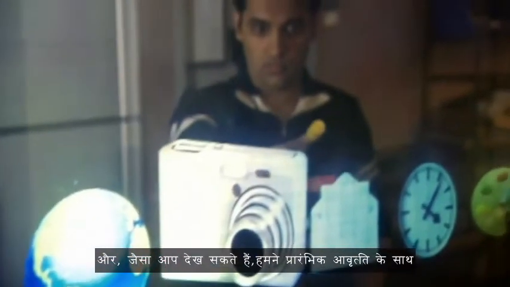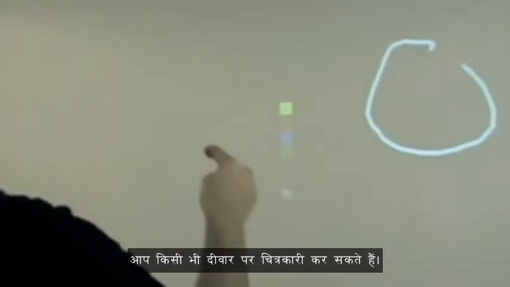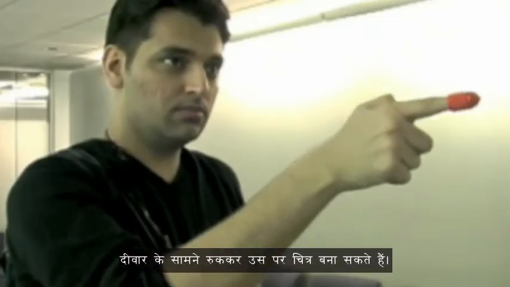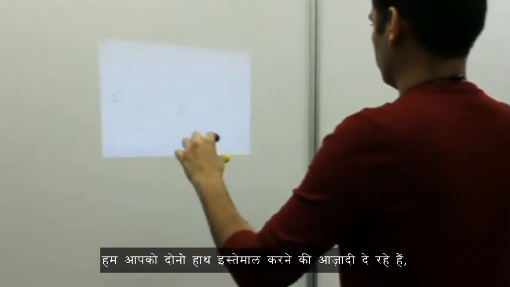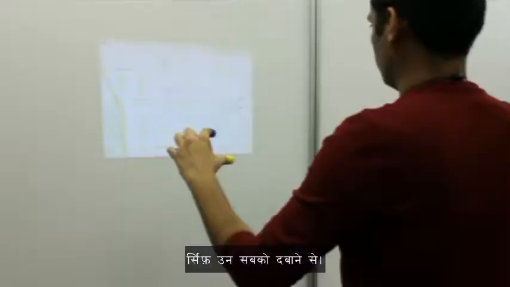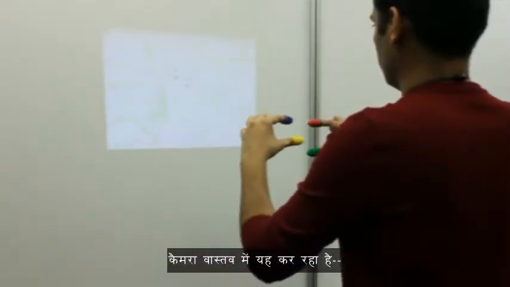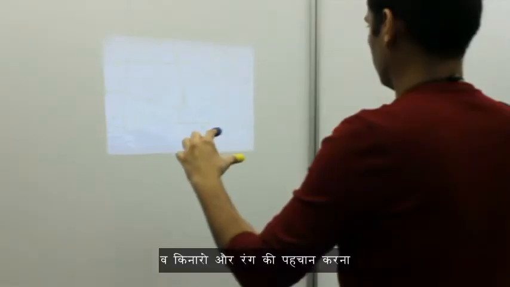And if you see, there are some color markers that we were using in the beginning version. You can stop by a wall and start painting on it. But we are not tracking only one finger. We are giving you the freedom of using both hands. So you can use both of your hands to zoom into or out of a map just by a pinching operation.